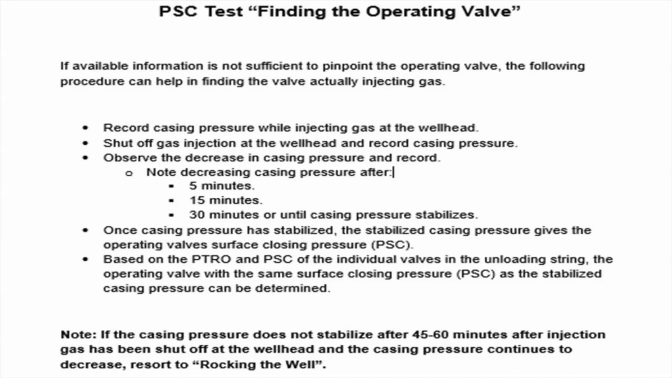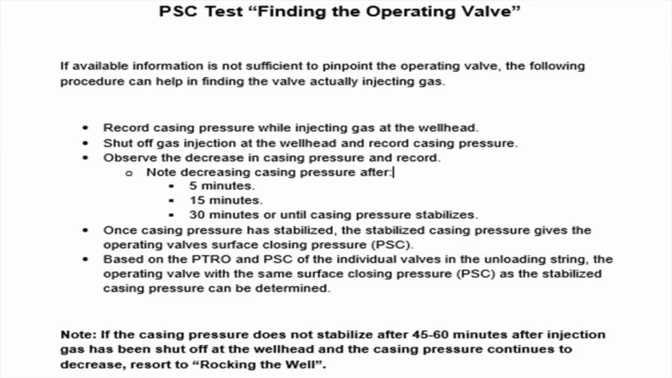So performing a PSC test, probably one of the quickest, easiest ways to determine operation of the system. And it typically takes about 30 minutes of overall work to determine this. And what you're doing is we're simply turning off our injection gas. We're allowing our casing pressure to bleed down to typically surface facility, or in some cases atmospheric pressure, and we're seeing what our casing pressure stops at.